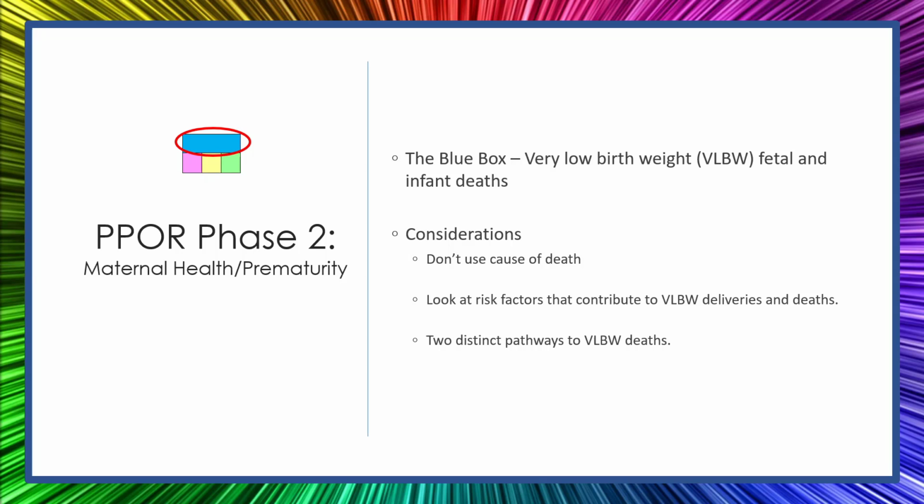Causes of very low birth weight fetal and infant deaths are complex and reporting is inconsistent. For this reason, in the protocol developed by CityMatch, we don't look at cause of death in the birth record. Instead of the causes, we look at which risk factors contribute to those deaths. In addition, there are two distinct pathways to very low birth weight deaths. The first step in phase 2 for maternal health prematurity is to figure out which of the two pathways the study group is on.